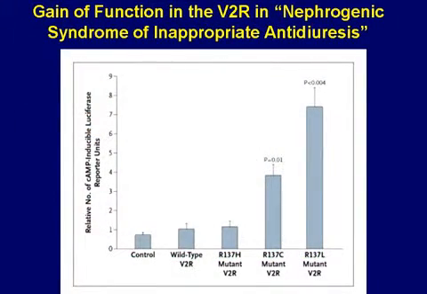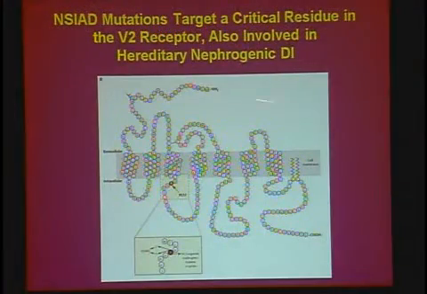And if you put these mutations into the vasopressin receptor and look at the response in cyclic AMP to, I believe this was in response to vasopressin stimulation. Here's the wild type receptor. Here's a mutant that's associated with nephrogenic DI. And here are the mutations that are found in these patients, where you get this huge gain of function in the V2 receptor. So this is called nephrogenic SIADH. It targets this residue that is involved, with different residues in it, in nephrogenic DI. So this particular residue, when it's mutated, causes a gain of function in the vasopressin receptor.